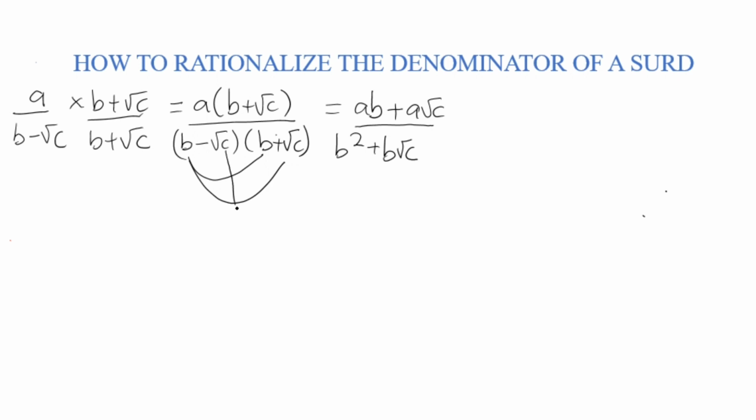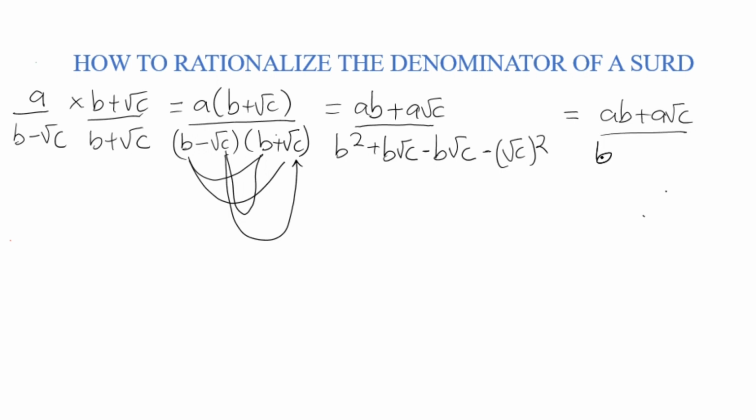Root c times b is what? B root c, negative, positive, negative, so minus b root c. Then root c times root c is root c all squared. Negative positive is negative, minus root c all squared. So we now have our final answer to be ab plus a root c divided by b squared minus root c all squared.